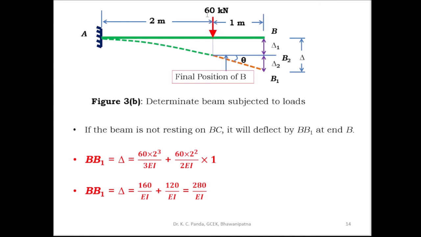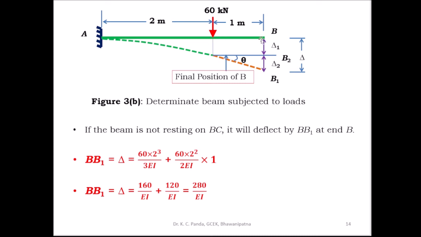The load is given as 60 kilonewton at a distance 2 meter from the fixed end. So first you have to find out the deflection just below the load and the slope at that point. The deflection here is equal to 60 into 2q divided by 3EI. And the slope here is equal to 60 into 2 square by 2EI. Then you can find out the deflection at the free end. So the deflection at the free end B1 is equal to delta, which is 60 into 2q by 3EI plus 60 into 2 square by 2EI.